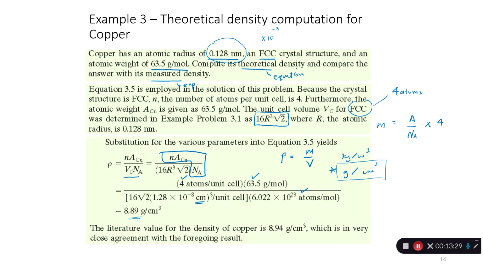Now compare it with the experimental result. Based on literature, meaning somebody has done this experiment and measured the density, they find that the density is 8.94 grams per cubic cm, which is very close to what we get using the equation. So this is an acceptable result.